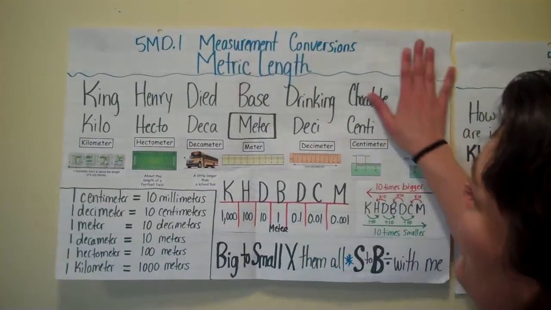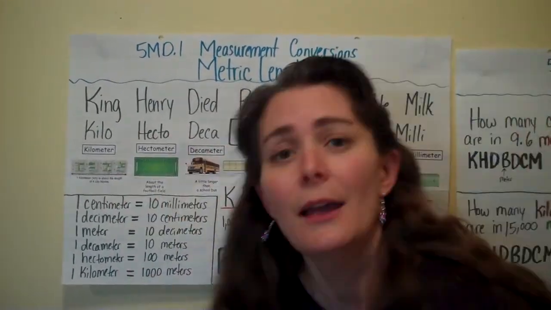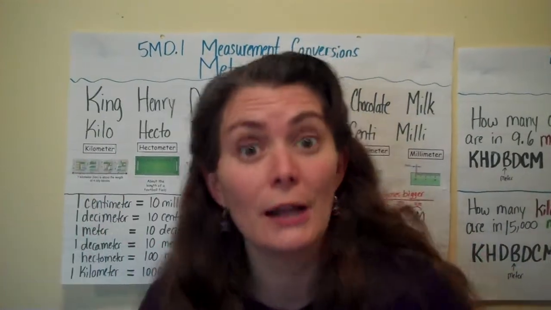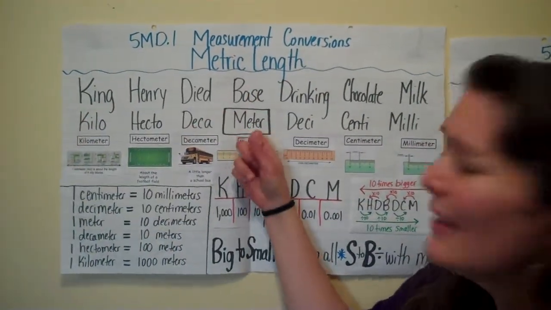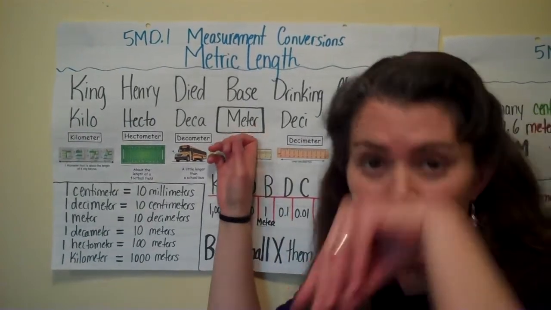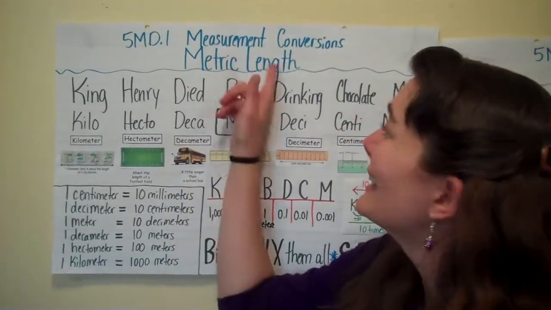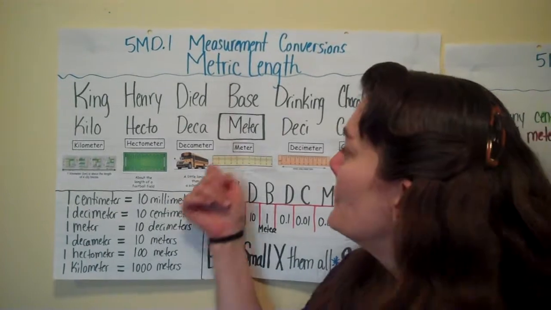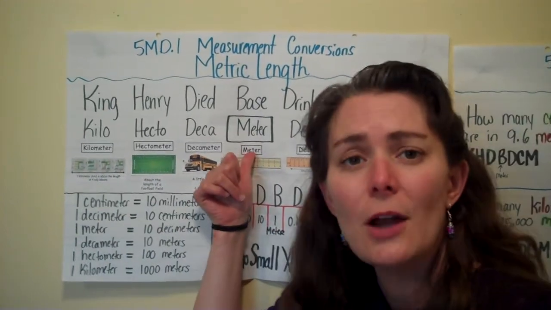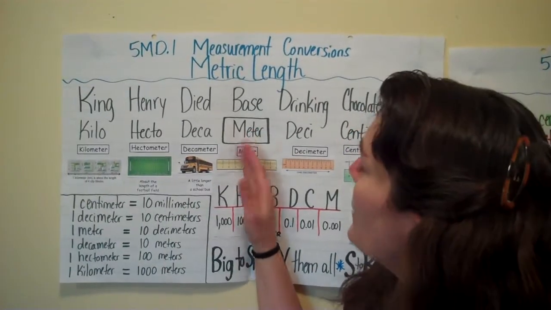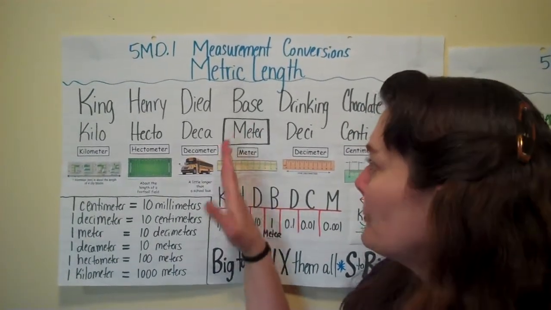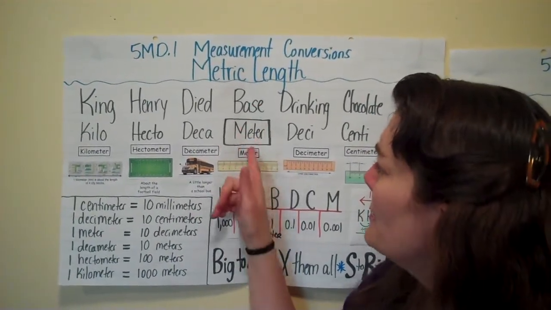So our mnemonic that we use for metrics is King Henry died base drinking chocolate milk. So what does that represent? If you have your base, that's going to be interchangeable for whatever units you're dealing with. So this is actually metric length that we're dealing with this week. Metric length is based on meters. So hooray for meters. So if you had 1 meter, this is what your base would be right here in the middle.